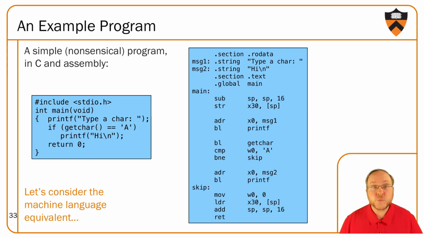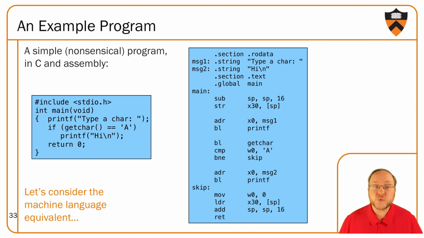To dive into this, we need a program to study. Here's a program that prompts the user to enter a character, checks if that character that was entered is the capital A, and prints hi if it is. The program isn't very interesting on its face, but let's look at the assembly version, which references labels within our own text section, within another section, and in the text section but contained in another file that we don't have access to at assembly time.